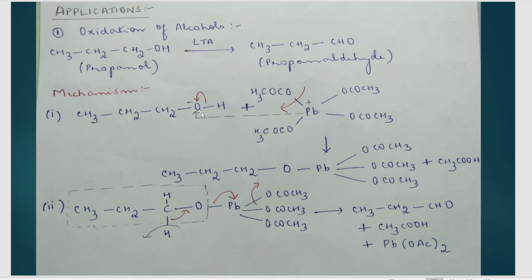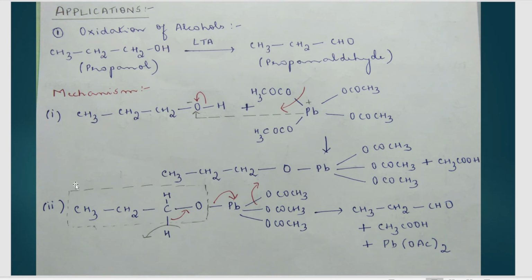So what happens? Directly join this Pb to this oxygen, and I've written it here, that is CH3, CH2, CH2O, Pb, and three acetate groups. What has happened to the fourth acetate group? That has left. And what is the byproduct we have here? H had left. Here OCOCH3 had left. They combine together and form CH3COOH. Now this is our step number one.